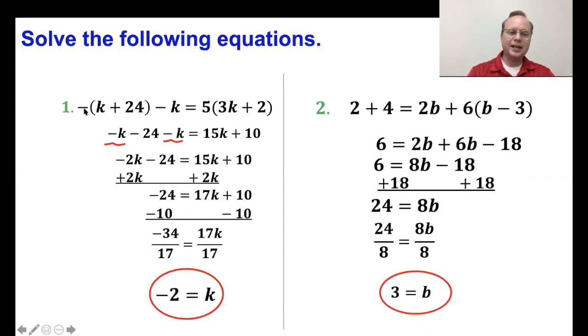On this, the negative applies to the K and to the 24. So double check that you've got that one correct. And then you've got a negative K and a negative K gives you negative 2K. And again, you could have moved your 15K over to this side, or you could move the negative 2K over to the other side. It doesn't really matter which route you chose on this, but these are fairly complex equations. If you're getting these right, then you're really starting to understand the material.